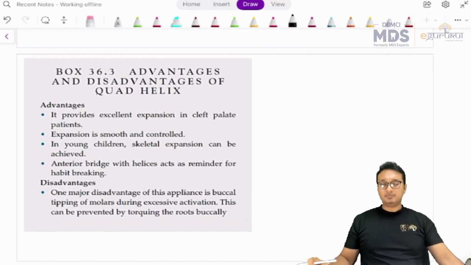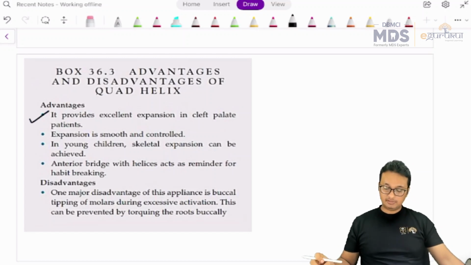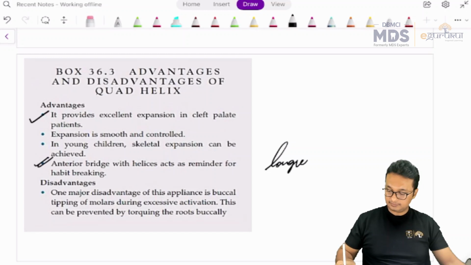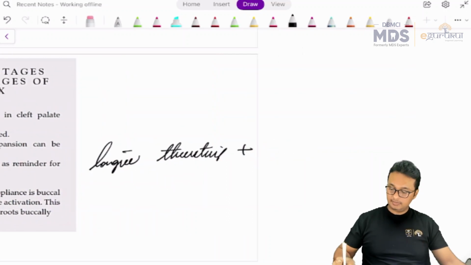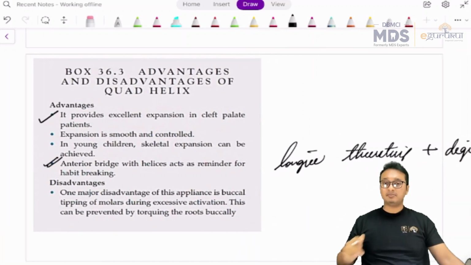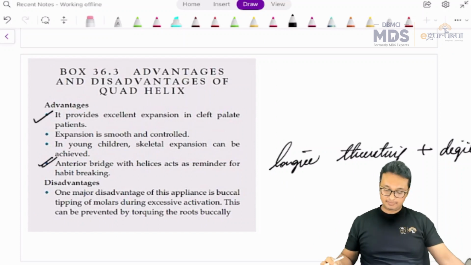What are the advantages, pros and cons of quad helix? It provides excellent expansion in cleft palate patients. Expansion is smooth and controlled. In young children, skeletal expansion can be achieved, but not in adult patients. It is only a means for dentoalveolar expansion. Anterior bridge with helices can act as a reminder for habit breaking, specifically the tongue thrusting plus digit sucking habit. So that can also act as a reminder therapy for certain habits.